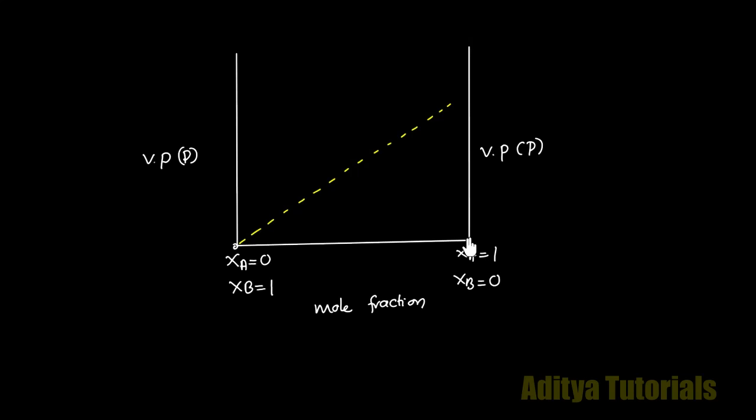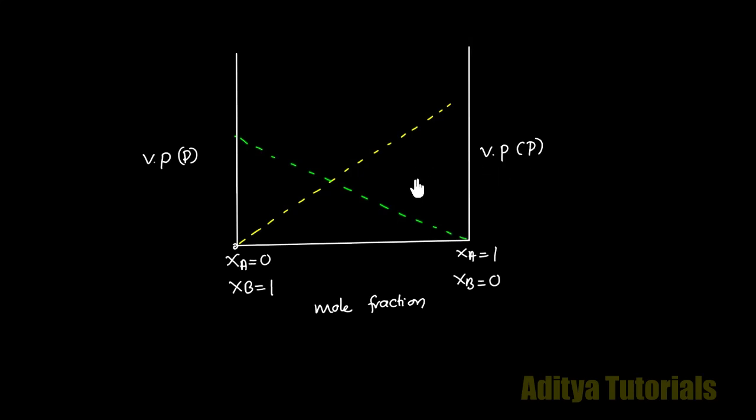Okay, and for that, I'm going to write here, as the mole fraction of B increases towards 1, the vapor pressure also increases in this direction, and reaches a maximum when the mole fraction of B is equal to 1. The sum of these two mole fractions is always equal to 1, and therefore the vapor pressure we can also sum up.